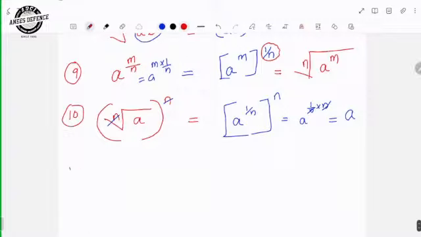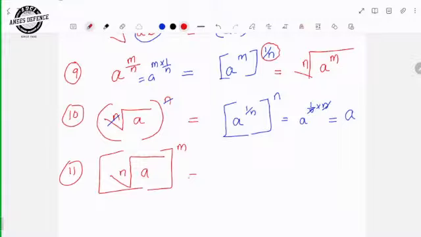Next, 11th. If it is like this, nth root of a raised to m, nth root of a can be written as a raised to 1 by n, the whole raised to m. By using the formula of a raised to mn, it can be written as a raised to 1 by n into m, which is equal to a raised to m by n. So these are the important formulas related to indices.